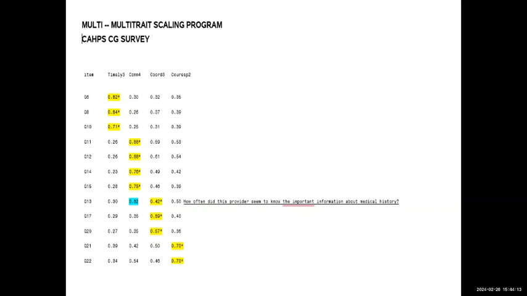So even though that's the way that item is set up in the standard survey as a coordination item, it really seems to be more of an indication of communication. And if you look at the item, it makes sense. The provider seems to know the important information. Well, that's a communication issue. So it makes sense that it could go there.